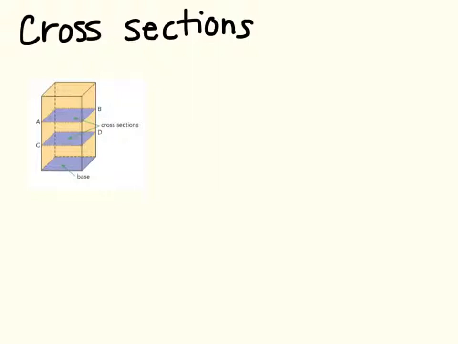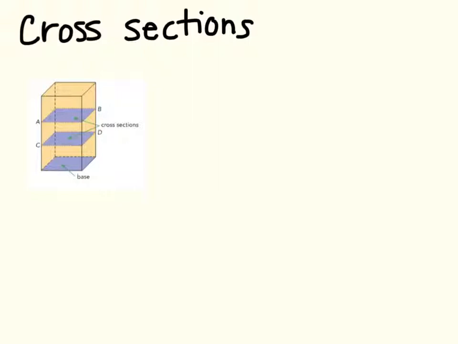Now let's begin examining the cross sections of prisms. The square prism in this picture is sliced in 2 places. We've cut a line parallel to the bases along segment AB, and we've cut another line along line CD that is also parallel to the bases. Each one of these slices through the solid figure is called a cross-section.